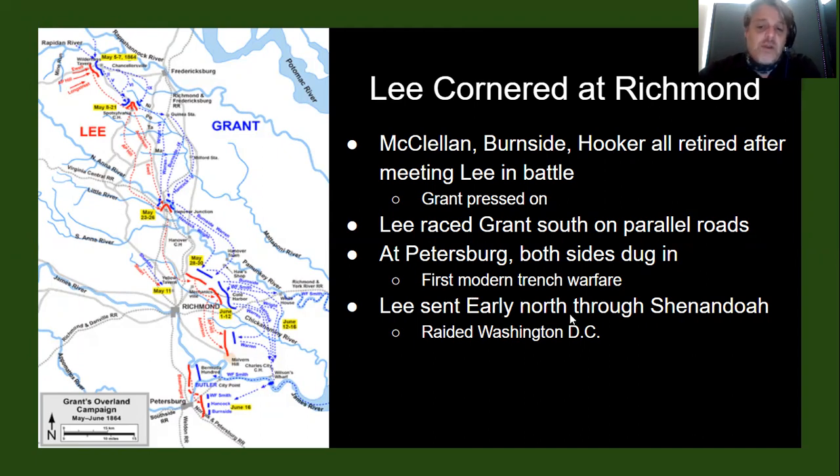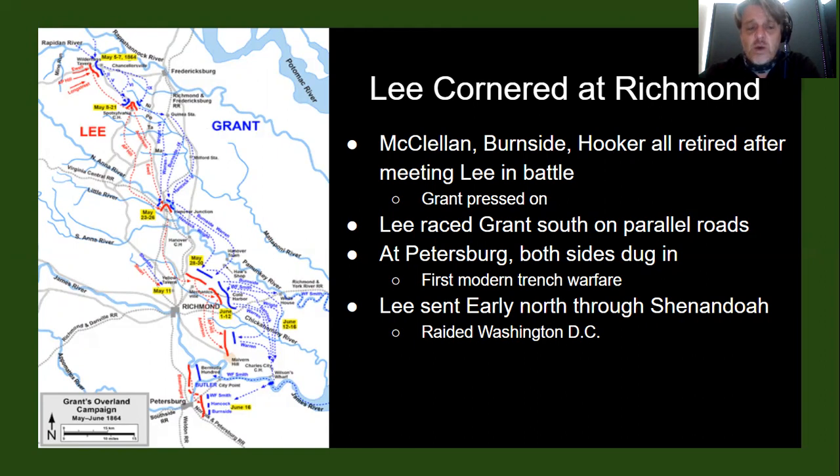Lee sends Early north through the Shenandoah. The Shenandoah is a valley that became kind of pivotal for both the North and the South. And he got all the way up and raided Washington, D.C. It's one of the only times, there have only been two presidents who fought or led troops on the field of battle as sitting presidents.